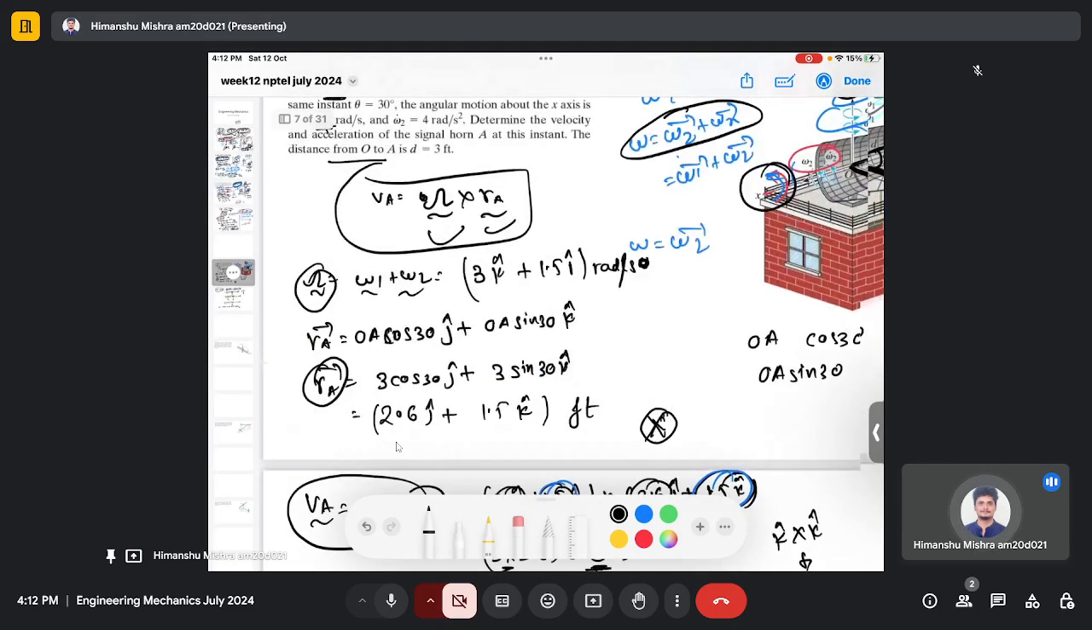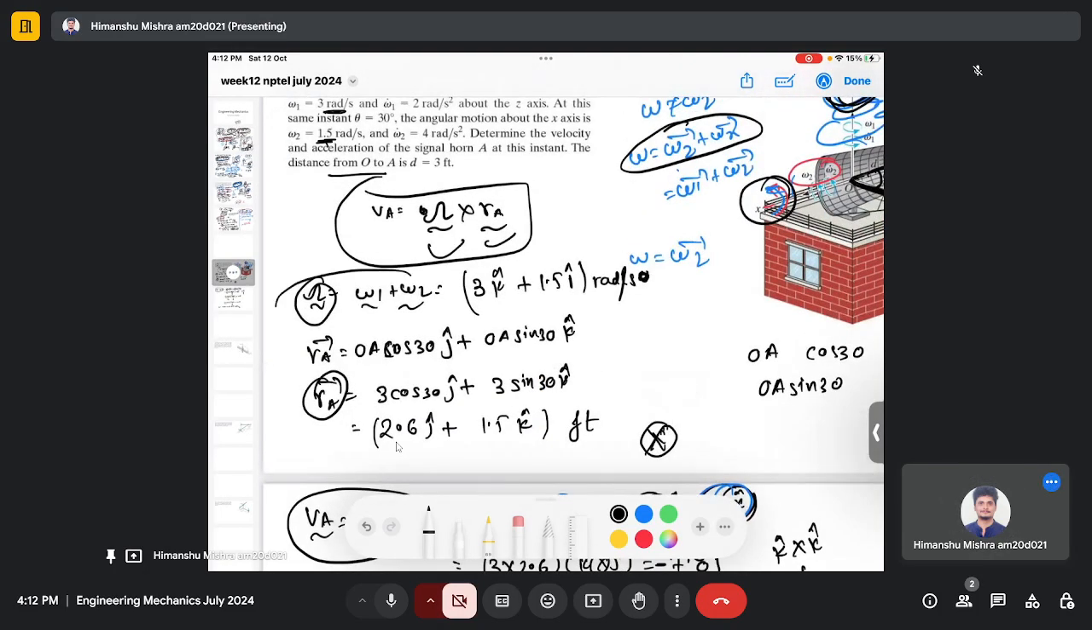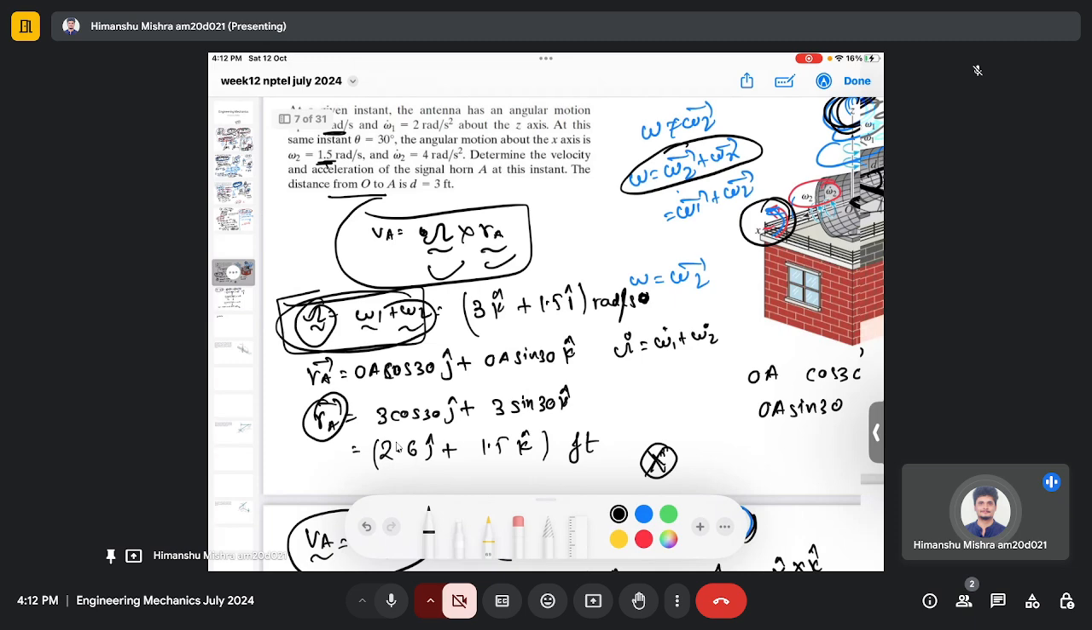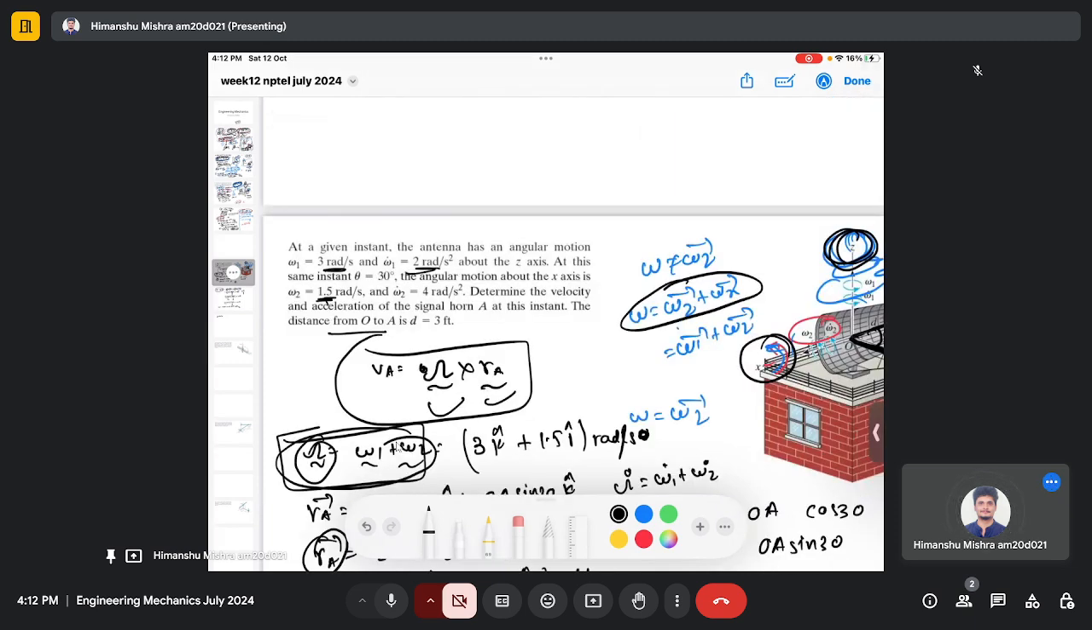Now from this equation, if I take the time derivative, I will get the angular acceleration. Omega dot equals omega 1 dot plus omega 2 dot, and we have already been given omega 1 dot and omega 2 dot, which are 2 and 4 respectively.